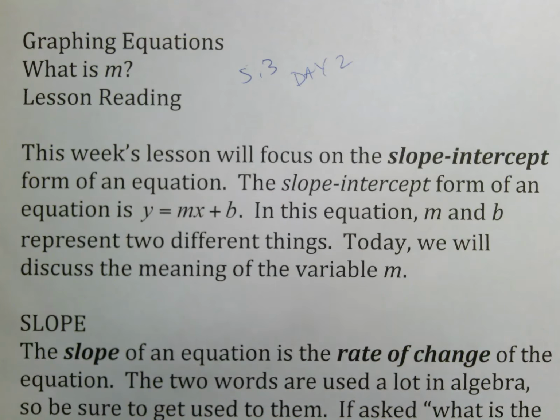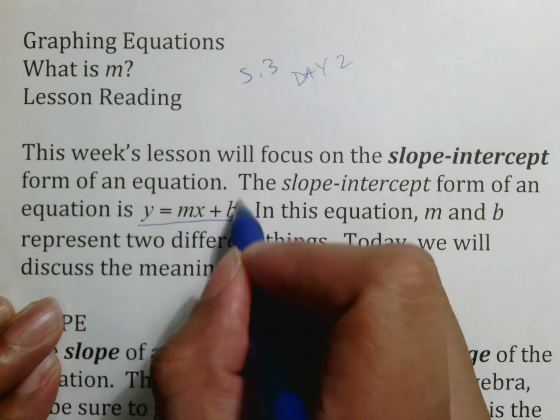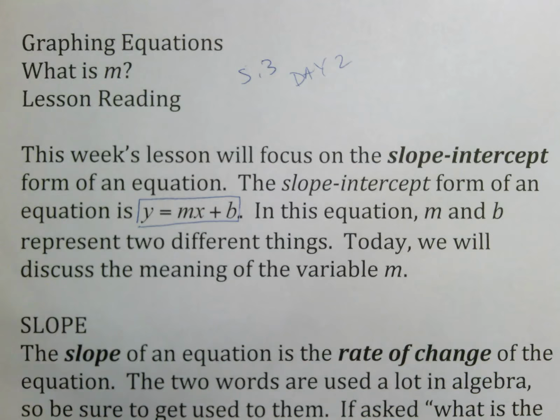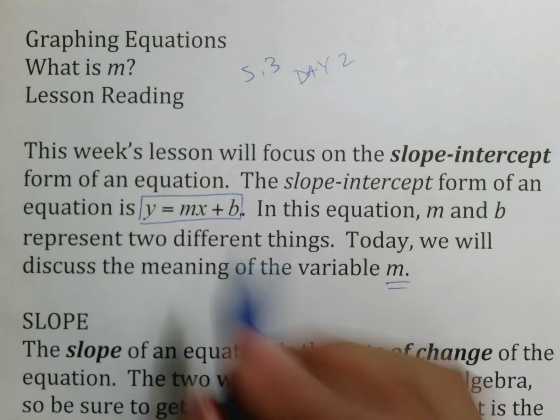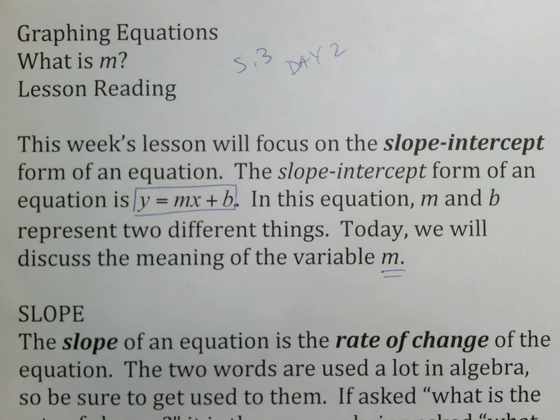Anyway, this is going to focus on what we call slope-intercept form of an equation. Slope-intercept form is y equals mx plus b. You might want to mark this on your page also. You're going to be using this all week. In this equation, m and b represent two different things. Today we're going to focus only on m. Tomorrow we'll look at b, but because we have the luxury of moving a little bit slower, today we're going to focus only on m.